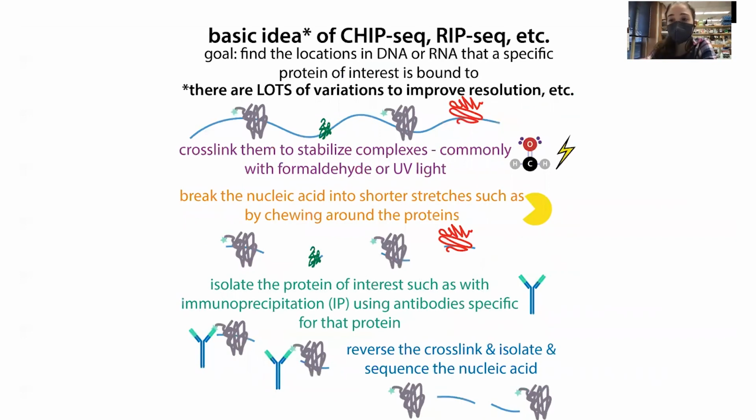You can do something similar when it comes to nucleic acids. So say you want to look at whether it's binding to DNA or RNA, you can cross-link it to the nucleic acids. Some methods use UV for linking to RNA.